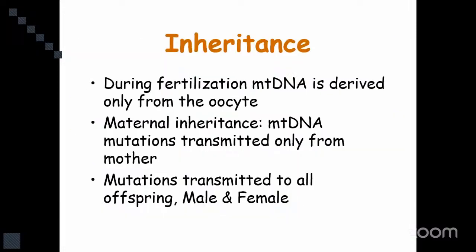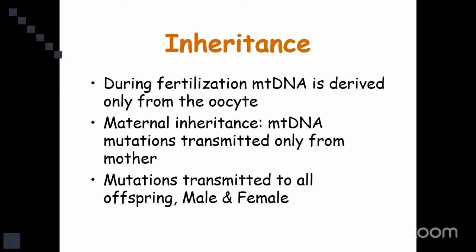So how does it happen? During fertilization, mitochondrial DNA is derived from the oocyte. Remember what actually happens: during the process of fertilization, when the sperm enters the secondary oocyte, everything about the sperm is going to degenerate. What will remain is only the head of the sperm that contains the genomic material. That is why the mitochondria around the neck of the spermatozoon is usually degenerated.